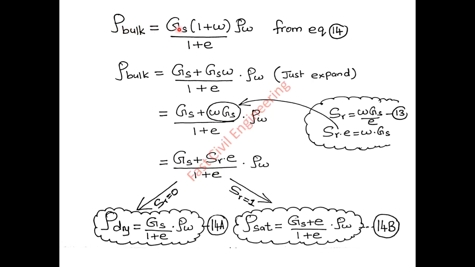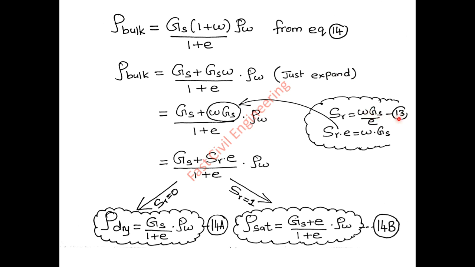Bulk density is equal to Gs into (1 plus W) over (1 plus E) into rho W. That is equation number 14. Then this bulk density is equal to (Gs plus Gs into W) over (1 plus E) rho W. Just expand it.